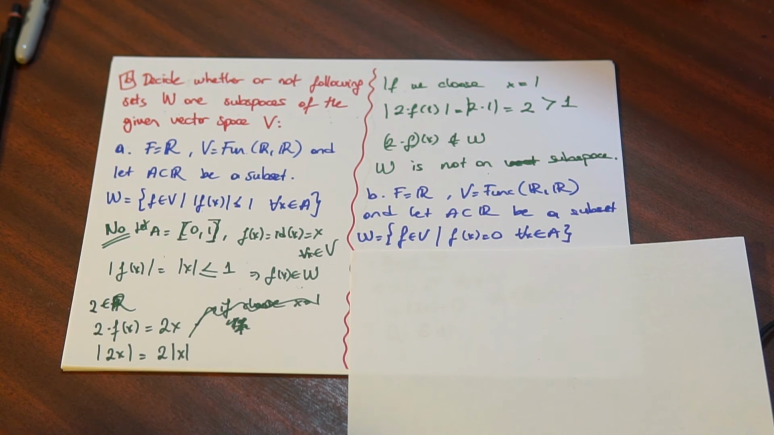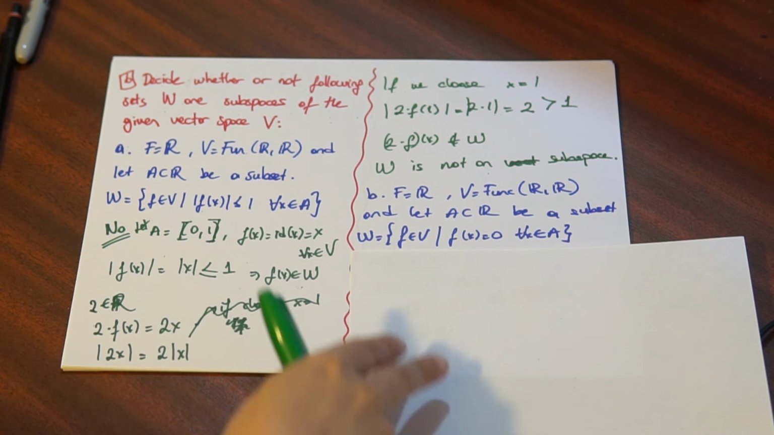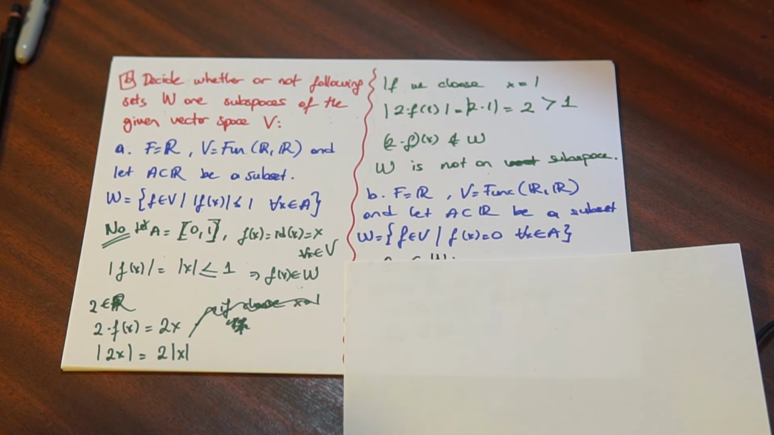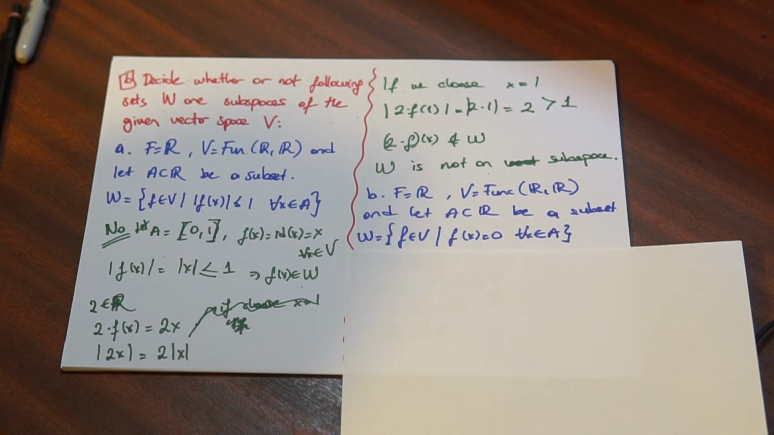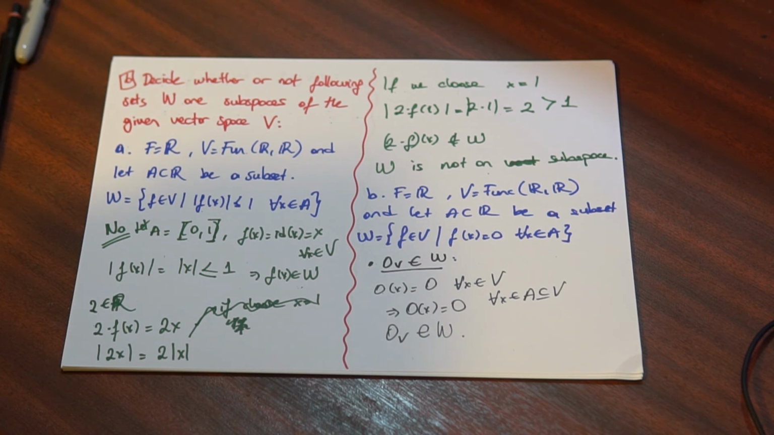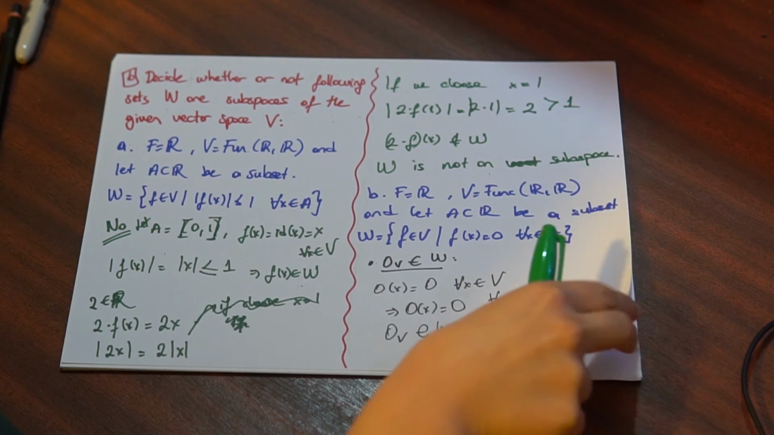Part B is, again, the field is the real numbers and V is the functions from R to R, and let A be a subset of R and W is the functions in V such that f(x) is equal to 0 for every x in A. Now, first we need to show that the 0 vector is in W. In our case, the 0 vector is the 0 function, and the 0 function is equal to 0 for every x of V, and since A is under V, 0(x) is equal to 0 for every x in A. So, the first part was easy.